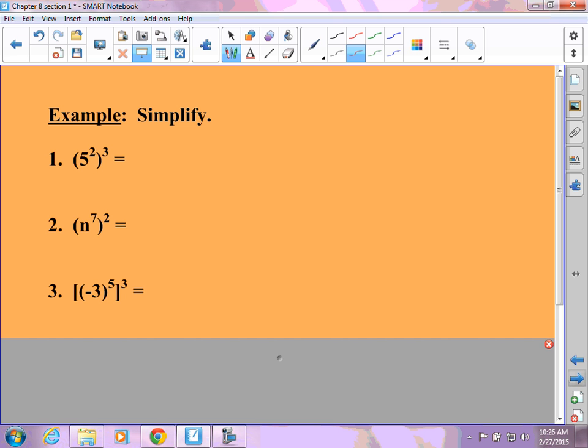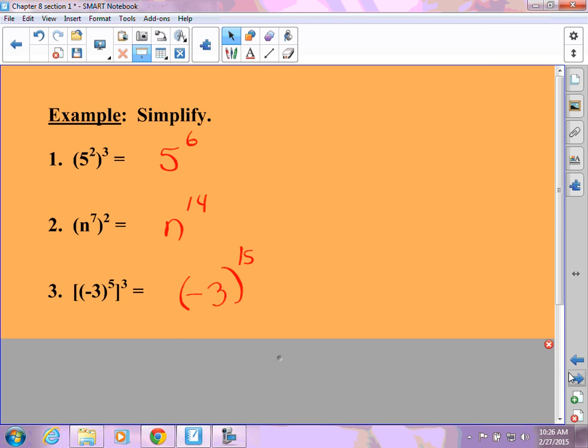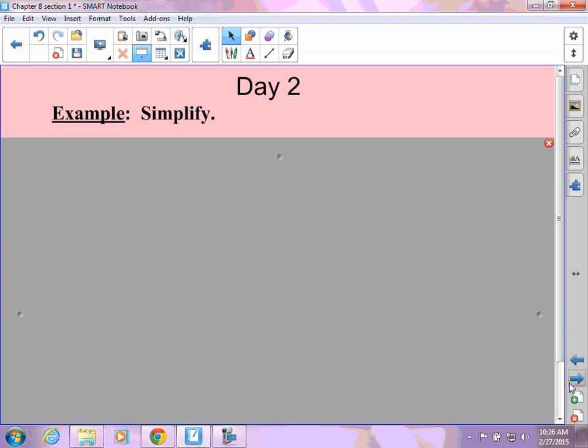right? And when I have two exponents that are right next to each other, they're like kissing, what did we decide to do? Multiply. We're going to multiply them. So this is 5 to the 6th and to the 14th, and now I got a negative 3. What do I have to make sure about this negative 3? It's in parentheses because they gave it to us in parentheses, right? All right, good.